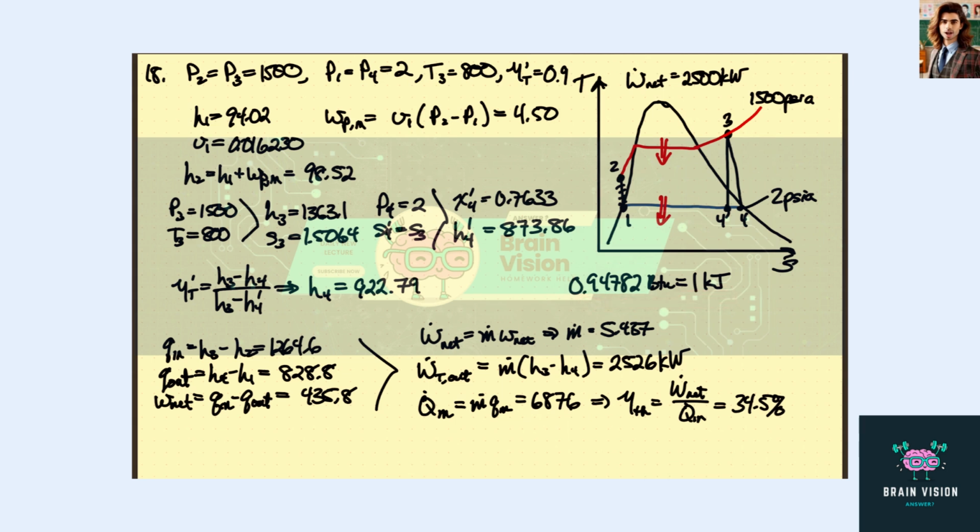Anyway, we can then figure out the thermal efficiency of the cycle, and that would be the net work out over the heat in. Whether I convert that to BTU per second or convert this to kilowatts, either way we need these two things to have consistent units because the units need to cancel out. In that case, we get 34.5% as the thermal efficiency of this cycle.